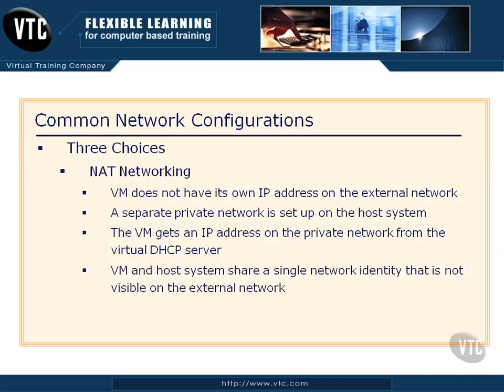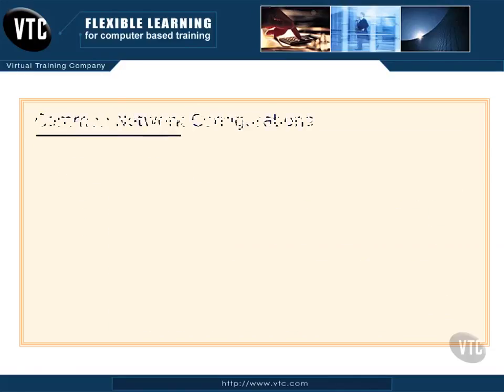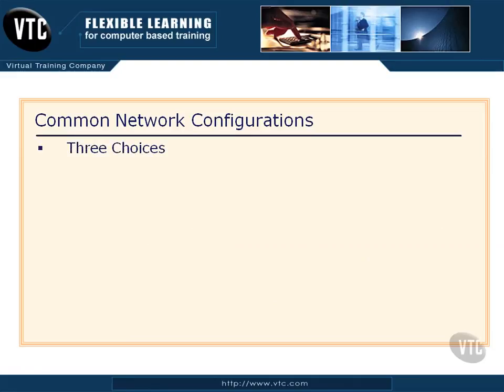And the virtual machine and the host system share a single network identity that is not visible on the external network. The NAT network is created when Workstation is installed, and the virtual machine is configured to use the default NAT network. So if you just install Workstation, then you use the new machine wizard, and you create a new virtual machine, you're going to be using the NAT networking functionality by default. On your VM, you'll see a network adapter, you'll see its own IP address, and that will be different from your host. But the magic will be happening, and you can connect to outside networks thanks to NAT.